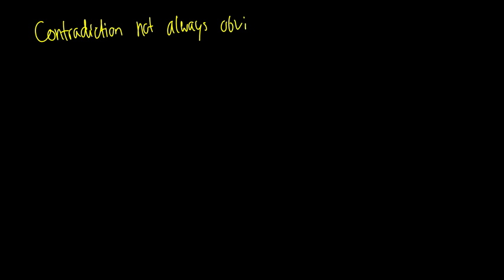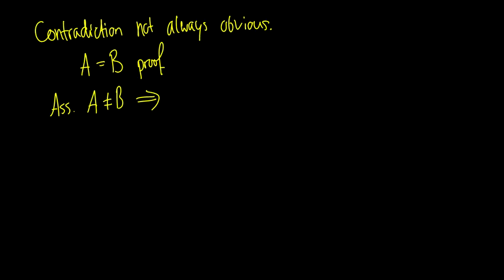But I will give you a few things that you should be looking for. If you want to do, say, an A equals B proof, well, what you should do is you should assume A is not equal to B, and then you will eventually show that, well, maybe one of them is equal to each other. And you might get a nice contradiction that way.